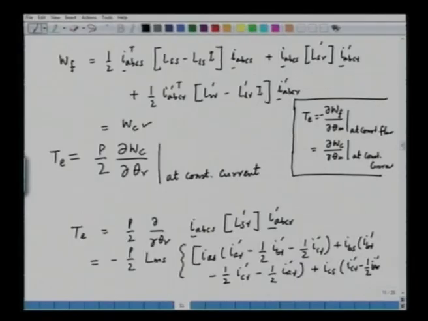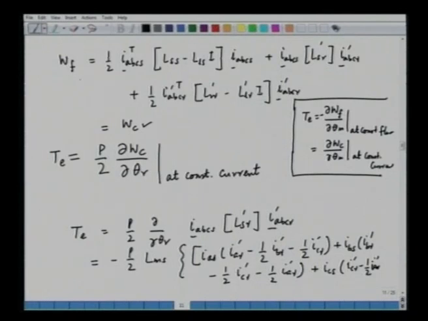The equations of the induction machine in phase variables, that is in ABC variables of the stator and ABC variables of the rotor. We have also derived the expression for the torque in ABC variables, which was a little complicated. Now, if you see the equation for the torque in ABC variables, let us see this slide.